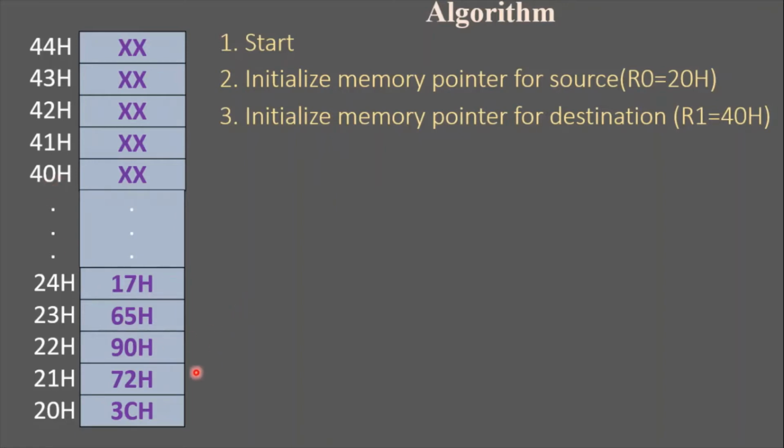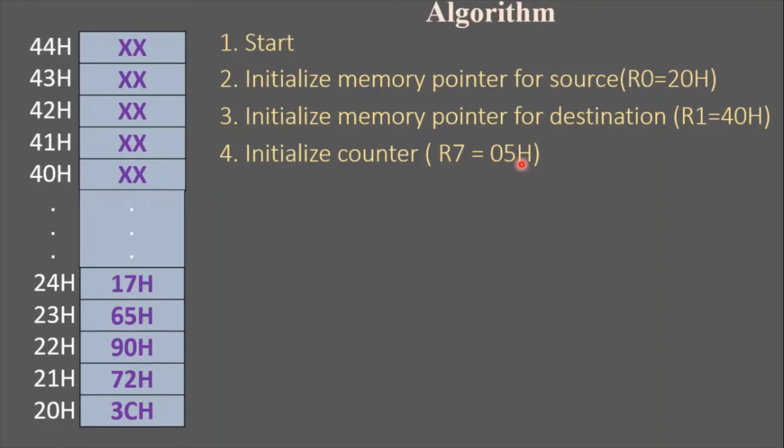The block transfer activity is to be carried out for 5 times. So we will require a counter, and one register, that is R7 register, will be used as a counter. So load R7 register with the initial value of 05H because 5 numbers are to be transferred.